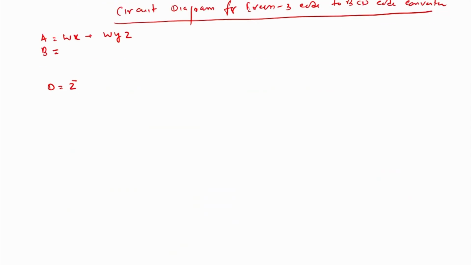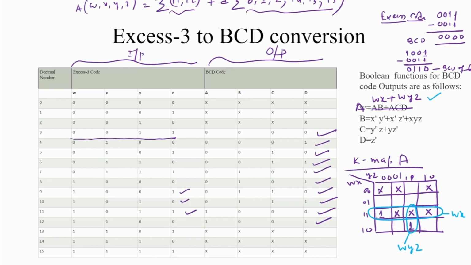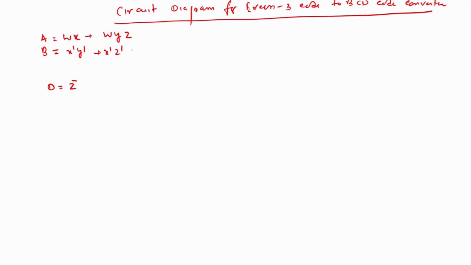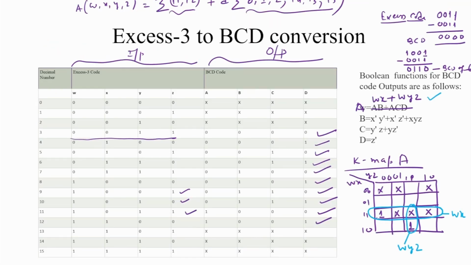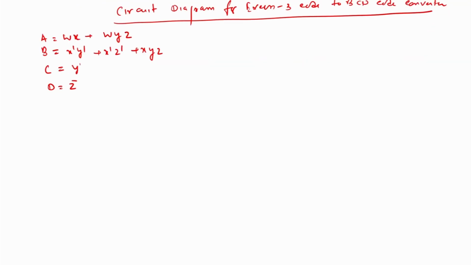Similarly, B output is written as x complement y complement plus x complement z complement plus x y z, and similarly the output C, the BCD output C, is written as y complement z plus y z complement. This is y complement z plus y z complement, which is nothing but y XOR z.